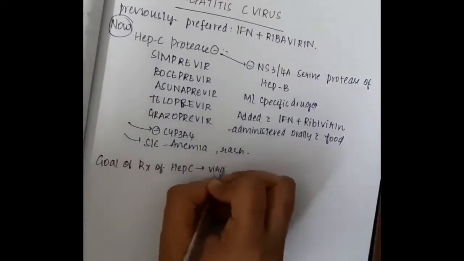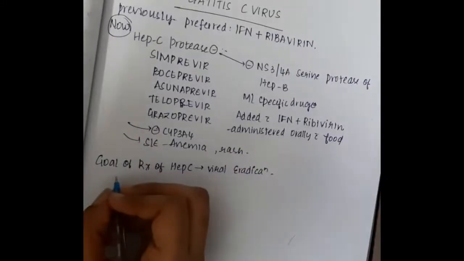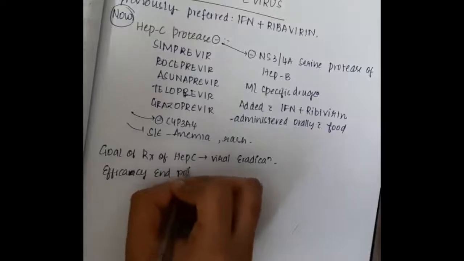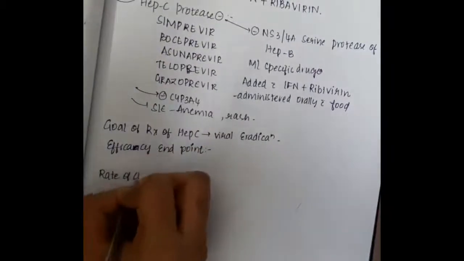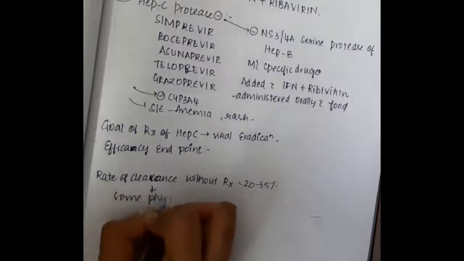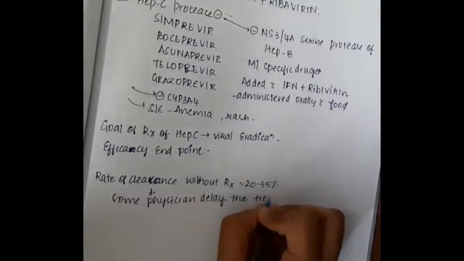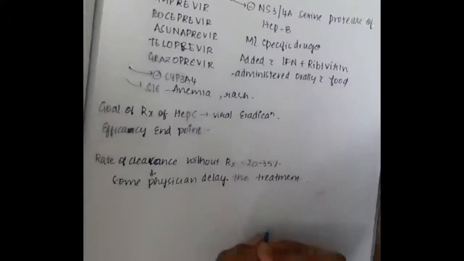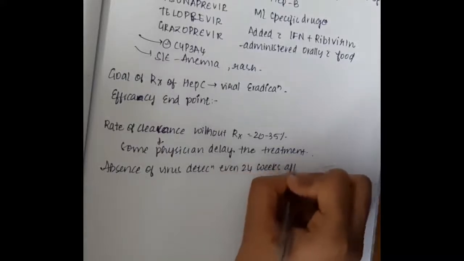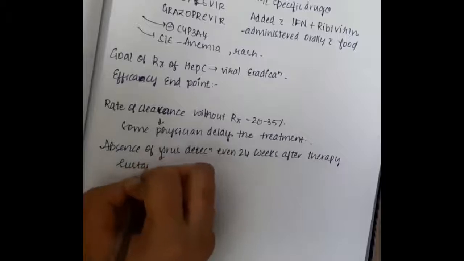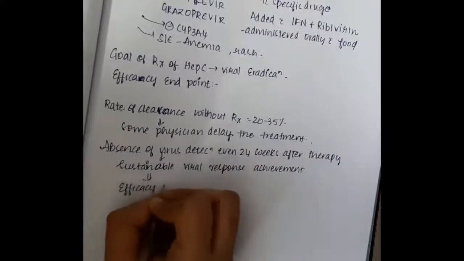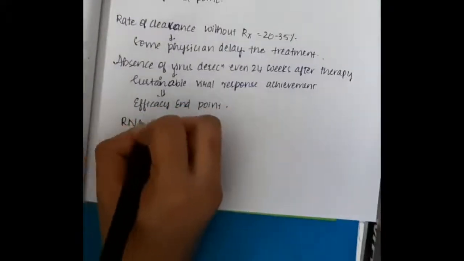The goal of treatment of hepatitis C is viral eradication. This is also associated with the concept of efficacy endpoint, which we will deal later. The rate of clearance of hepatitis C without treatment is 20 to 35%. As a result, some physicians try to delay the treatment because 20 to 35% of individuals clear out by themselves. Absence of viral detection even 24 weeks after therapy shows sustained viral response achievement, and thus serves as the efficacy endpoint.